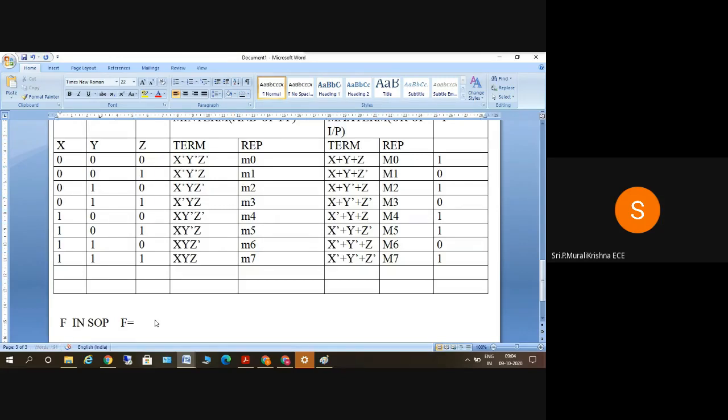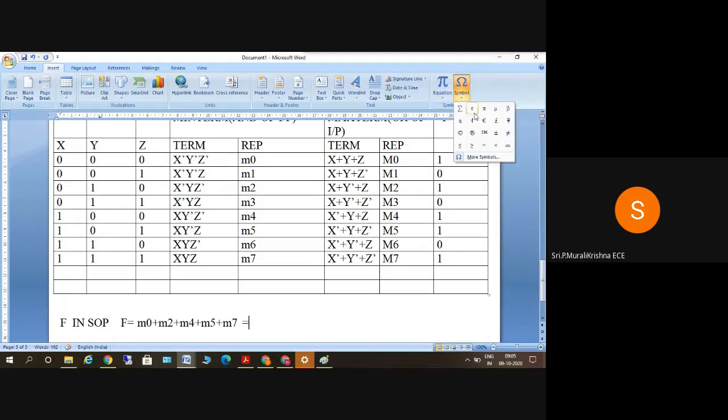Okay, so M0 plus M2 plus M4 plus M5 plus M7. So that is equal to sigma small m of 0, 2, 4, 5, 7. Okay, so you can write the input combinations, right? So 0 is X bar, Y bar, Z bar. 2 is nothing but X bar, Y, Z bar.